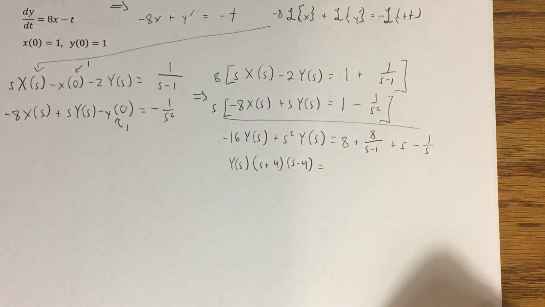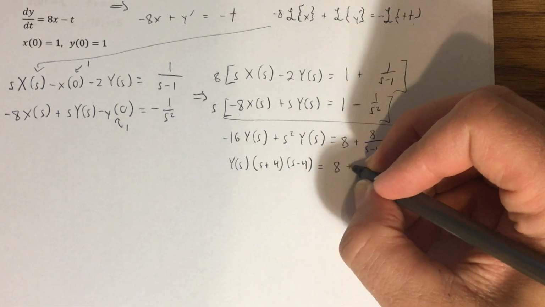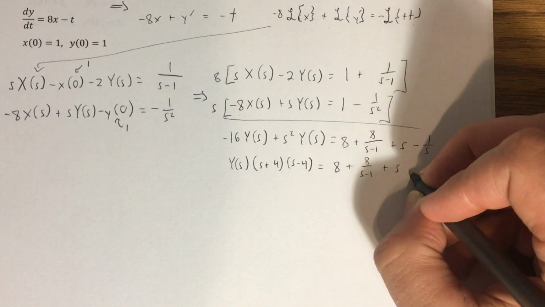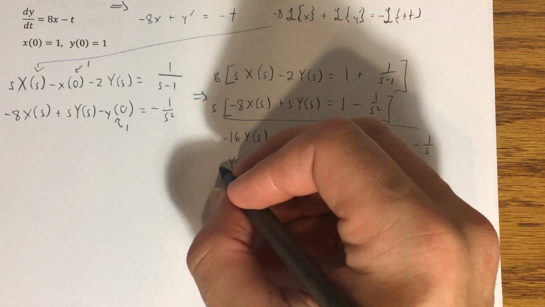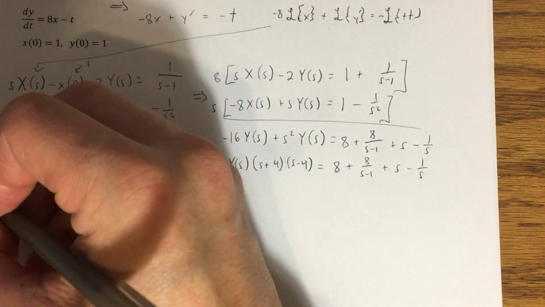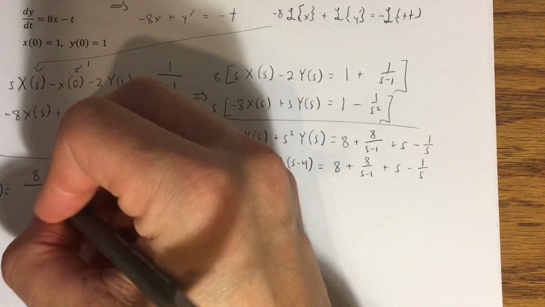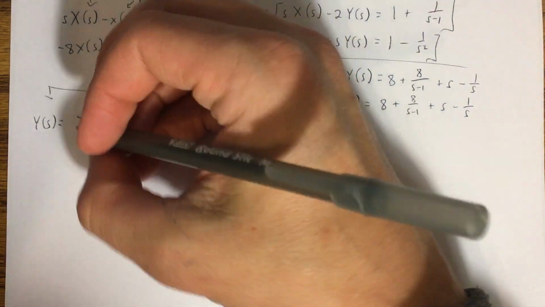And then over here, I'm going to have the same thing that I had before: 8 plus 8 over s minus 1 plus s minus 1 over s. Okay? Solving for y of s, I'm going to give myself a little bit more space here. Y of s is equal to 8 over, I'm dividing everything by my s plus 4, s minus 4 now.